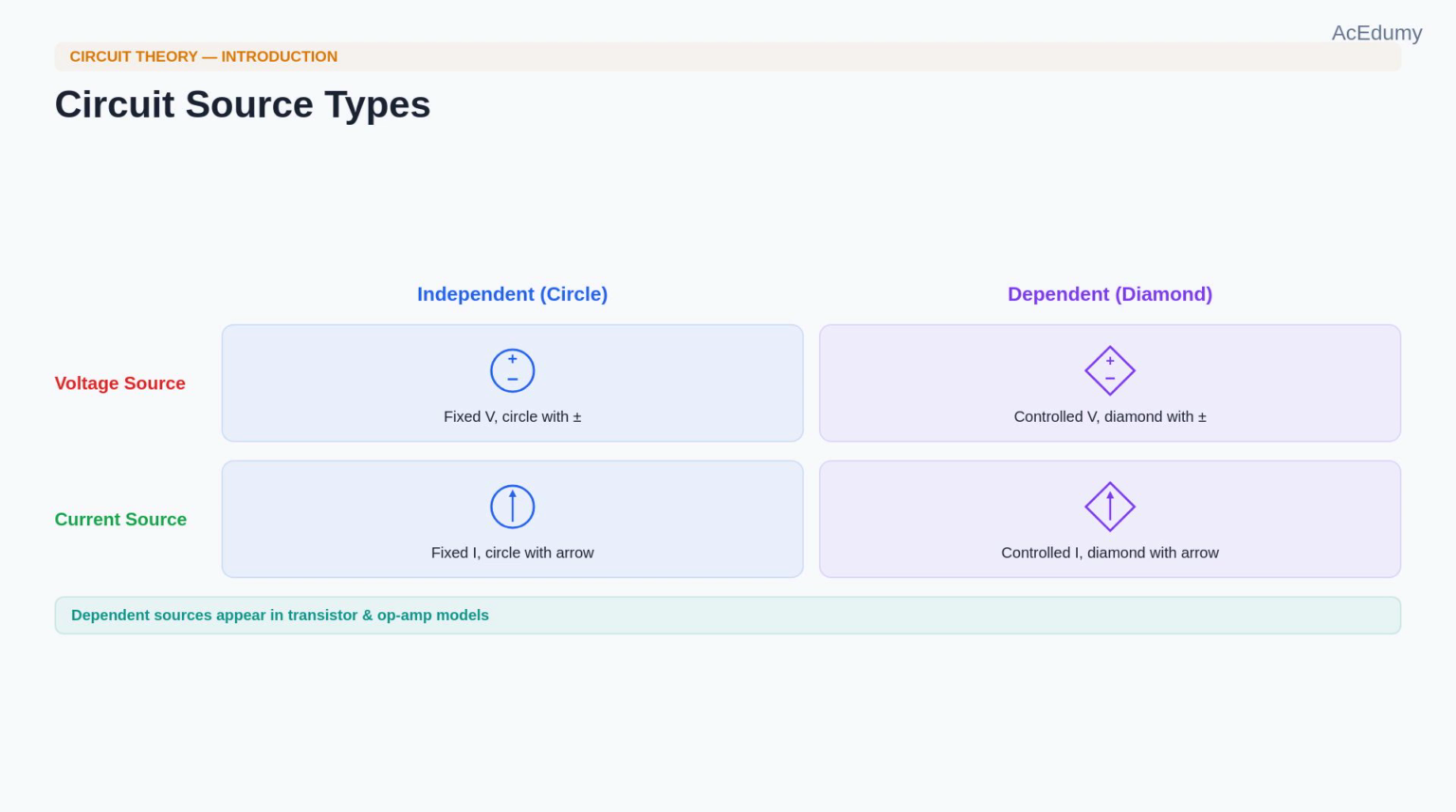For voltage sources, plus and minus signs indicate the polarity. For current sources, an arrow inside shows the direction of conventional current flow. This gives us 4 types in total: independent voltage source, dependent voltage source, independent current source, and dependent current source. You'll see independent sources in most basic circuits. Dependent sources become important when modeling transistors and operational amplifiers.